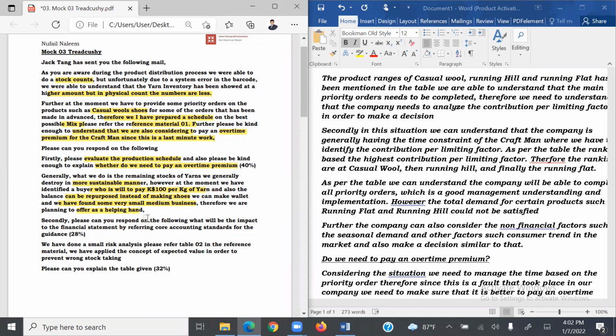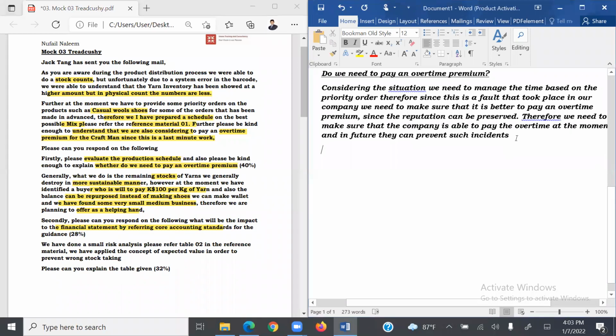Secondly, can you respond to the following? What will be the impact on the financial statements, referring to the relevant accounting standards for guidance? Students, this is inventory. When you see the term stocks, that is inventory. So they are asking you for the application of IAS 2, the inventory standard. This is an F2 area, so observe it very carefully. We are getting a mix of P2 and F2.